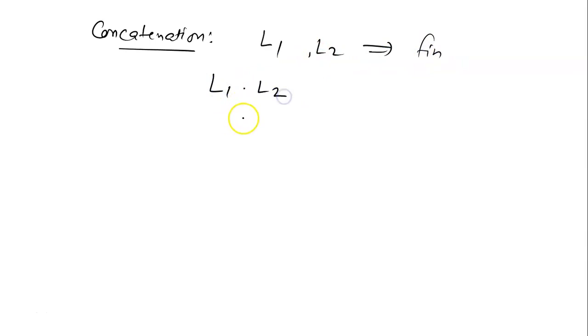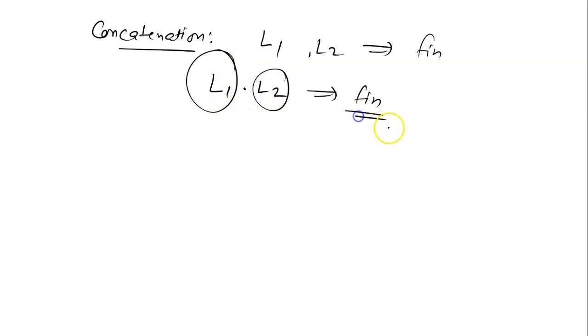Now let's see some other operations, for example concatenation. If you have two finite languages, assume that L1 and L2 are both finite languages. In that case, what will L1 dot L2 be? L1 dot L2 will also be a finite language, because if you have L1 which is finite and L2 which is also finite, and you take their concatenation, you will again get a finite language. So we can say that the set of finite languages is closed under concatenation operation. It means that the concatenation of two finite languages is always a finite language. That is the meaning of this closure property under concatenation.